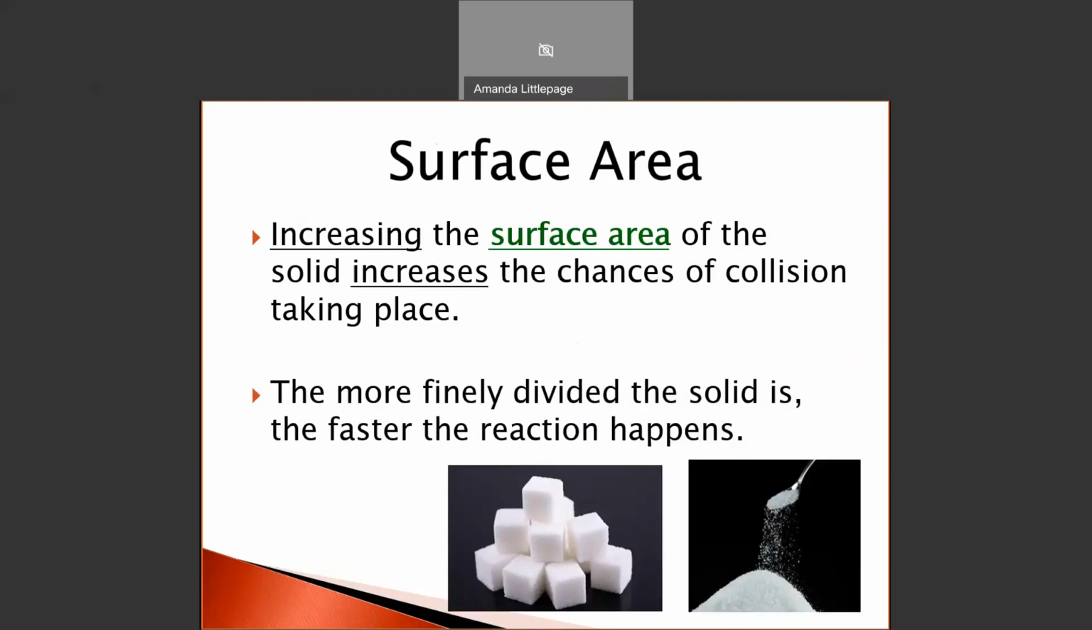So look at the example at the bottom of sugar. Both of these are sugar, and both of these represent the same mass. However, the cubes will take longer to dissolve because they have less surface area. They're in bigger pieces. Compare that to the granulated sugar on the other side where the spoon is pouring it out. Those are in little bitty tiny pieces, a whole bunch of them. So they have a higher surface area and the reaction will take place more quickly. You guys can think about dissolving. Obviously, this is going to take longer to dissolve in your tea than granulated fine sugar.